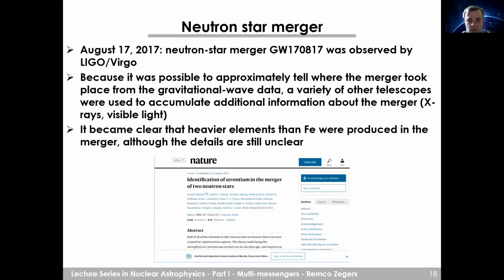And this was very important for nuclear astrophysics, because it became clear that heavier elements than iron were produced in this merger, even though some of the details are still unclear. This is a screenshot from a picture in Nature where they talk about the identification of strontium in the merger of the two neutron stars. So this was extremely exciting.